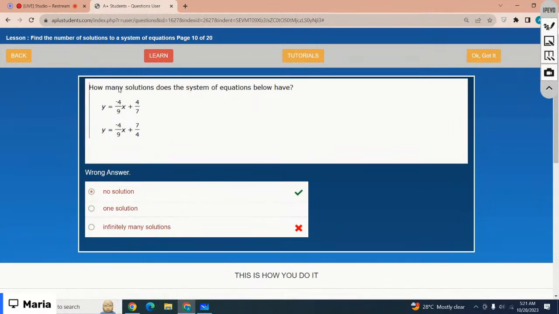They have same slope but different y-intercept, right? 4 over 7 and 7 over 4, they are different. So that means the system has no solution. Got it?